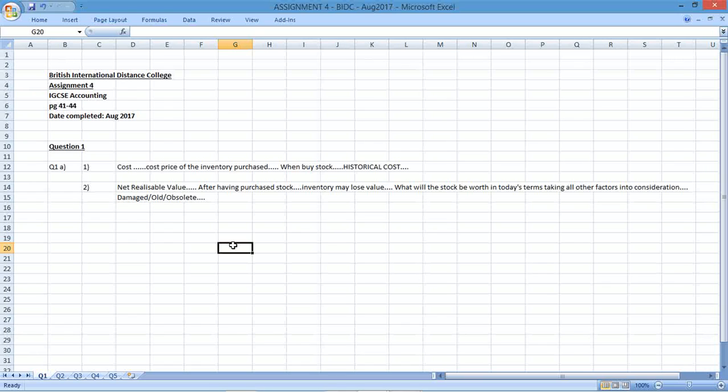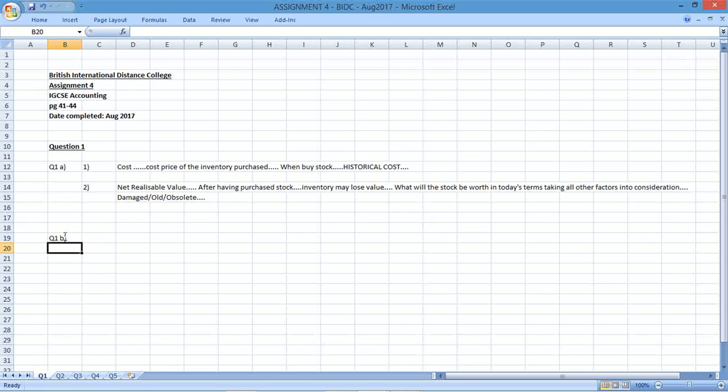So there's a lot to consider here. We're just looking at the accounting, so net realizable value would be looking at the actual value in today's terms based on what we know. Is the stock damaged? Is the stock old? Is it obsolete? And that'll determine what the actual price or value of the stock is in terms of being able to sell it.